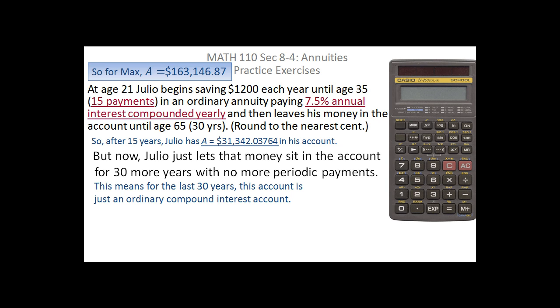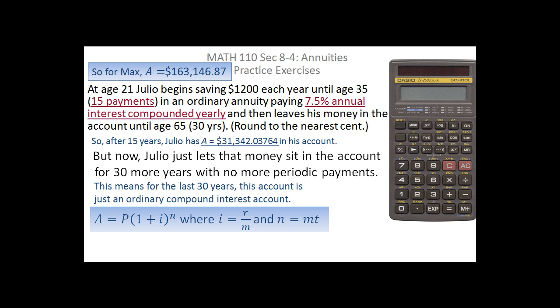So that means for the last 30 years the account is just a plain ordinary compound interest account. So that takes us back to the formula when we were calculating just plain old compound interest with no periodic payments. So that tells me that I have to use this formula. A is equal to P times the quantity 1 plus i to the n. That's the formula for ordinary compound interest.